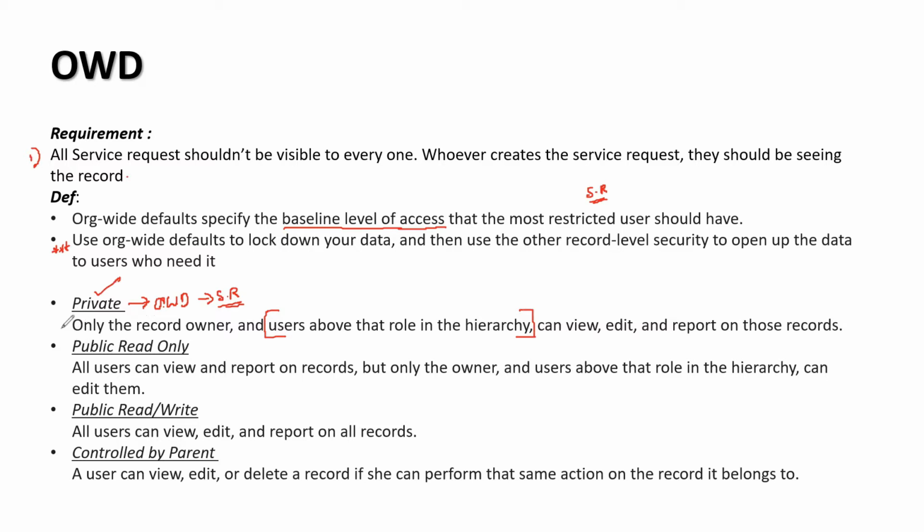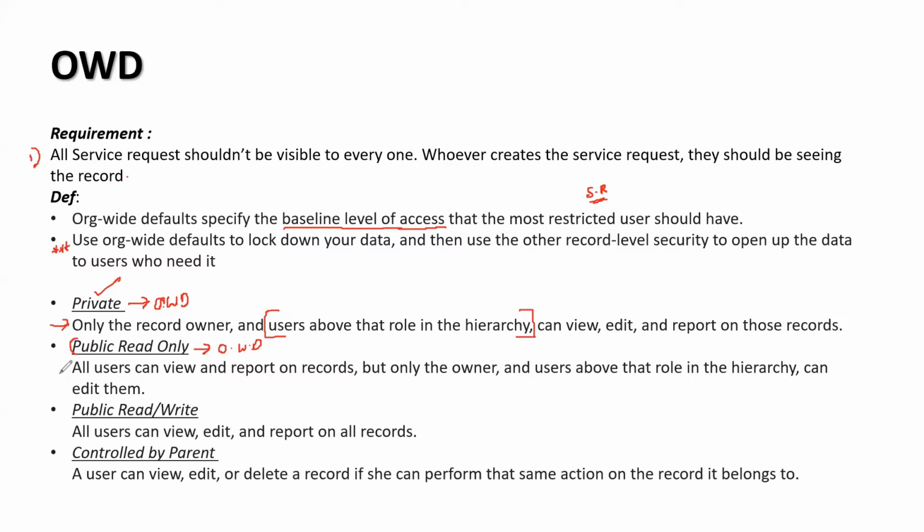So if I reread this definition again, it talks about only the record owners can view, edit, and report on these records. That means if I set the OWD of an object as private, only the record owners can view, edit, and report on this. Now, if I set the object OWD as public read only, it allows all the users, as the name suggests, public read only. Public can read these records only.